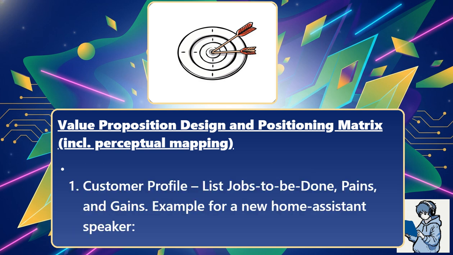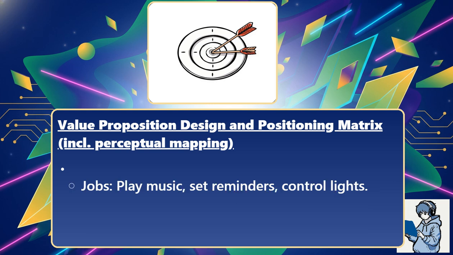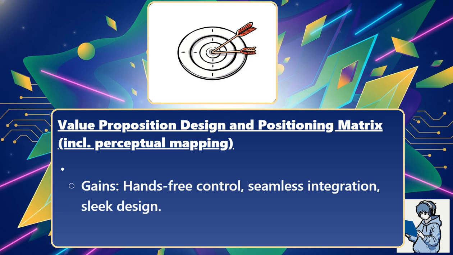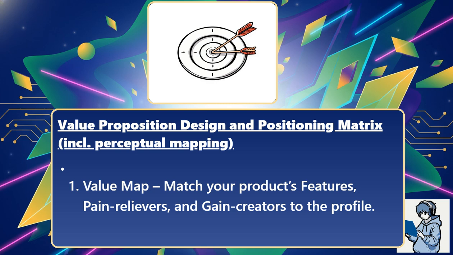Customer profile: list jobs to be done, pains, and gains. Example for a new home assistant speaker. Jobs: play music, set reminders, control lights. Pains: voice lag, privacy concerns, complex setup. Gains: hands-free control, seamless integration, sleek design. 2. Value map: match your product's features, pain relievers, and gain creators to the profile.